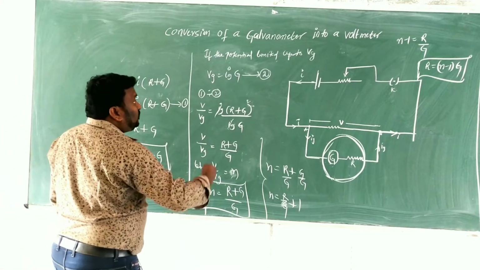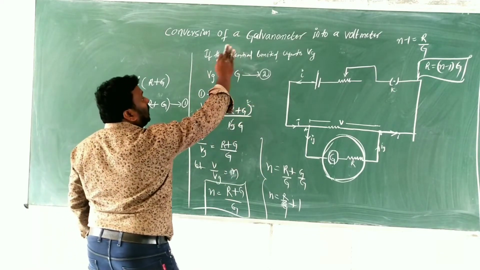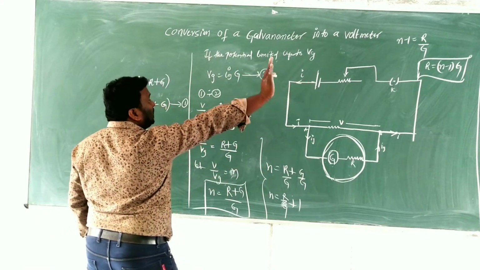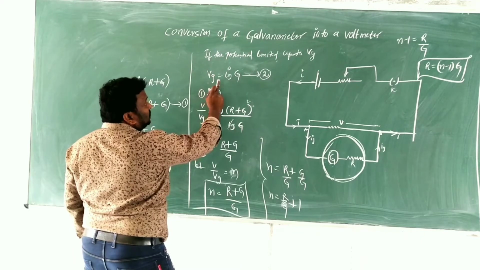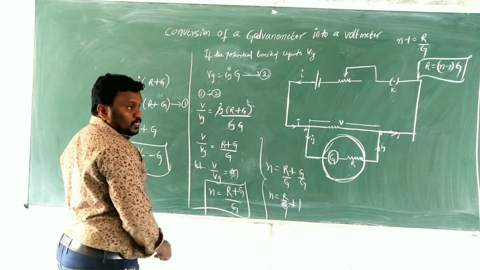And next thing, if you consider the potential only up to the Vg level, or the galvanometer level, then we write Vg is equal to Ig into G.